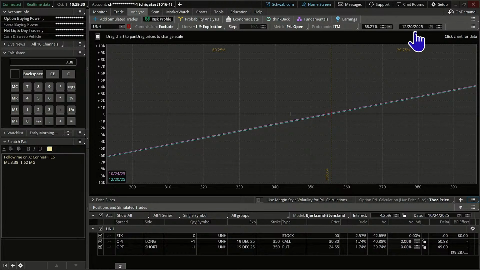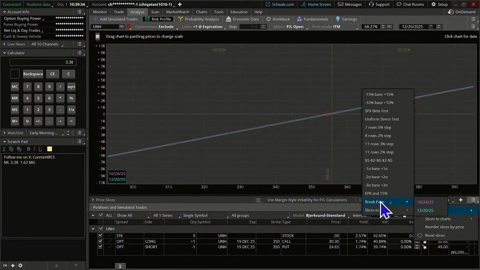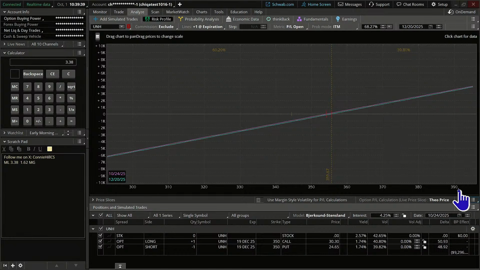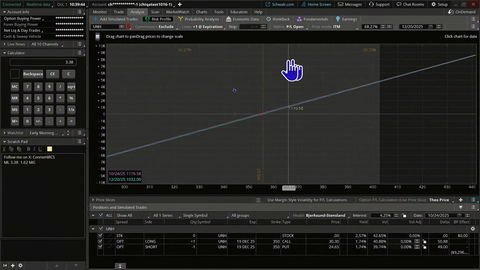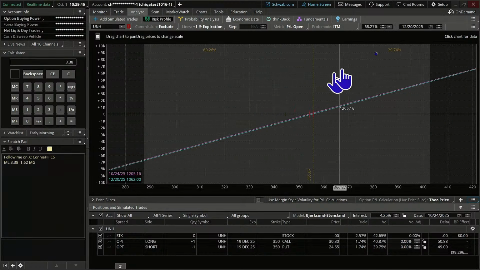We can do our set slices to the break even based on the options expiration date, so we're going to pick the 20th here. Then I'm going to click and drag this on the bottom because I want to see the entire gray area that represents one standard deviation from the mean, or where 68% of the data points are. On this trade, the break-even point looks to be about 355.67. You have to turn your head a little bit to see it.